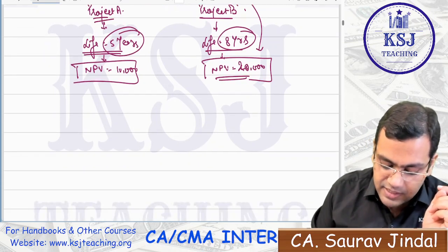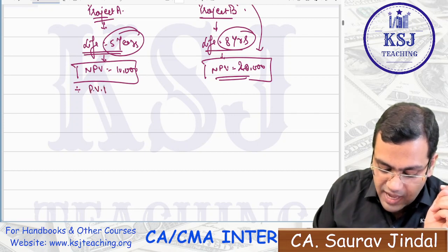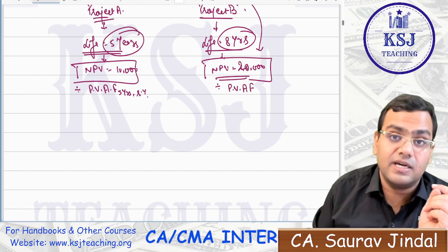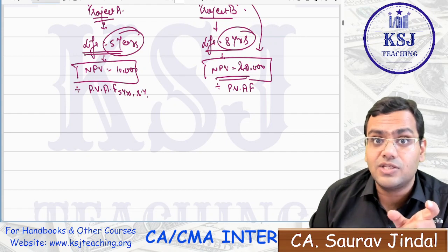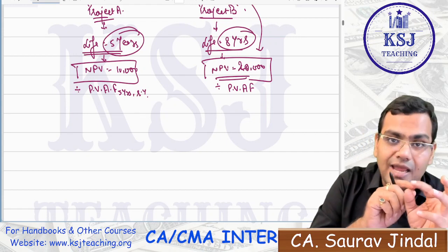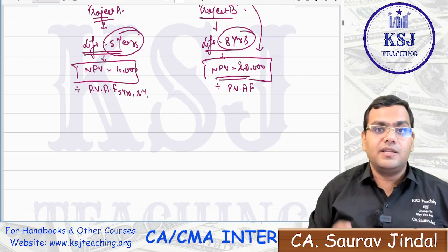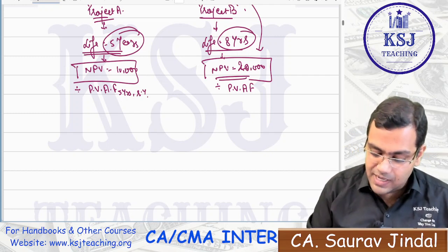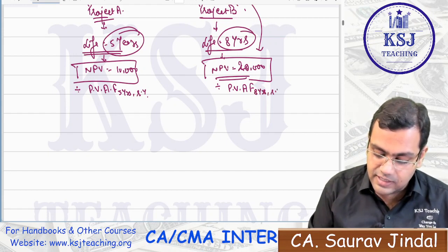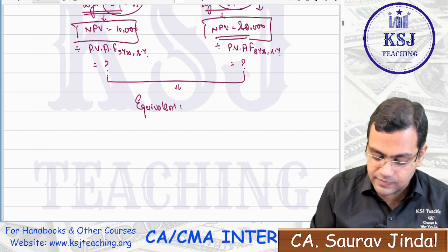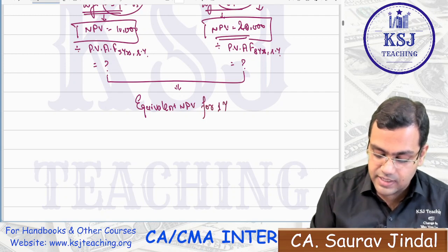What is equivalent NPV? This NPV divided by the present value annuity factor for 5 years at R percent. This is also divided by the present value annuity factor. What I am writing is the annuity factor. I told you in the last lecture, if you forget about the annuity factor, go back to the last lecture, the ending part, where I told you the difference between the present value factor and the present value annuity factor. So divided by the present value annuity factor of 8 years at R percent, whatever value you get here is the equivalent NPV for 1 year.